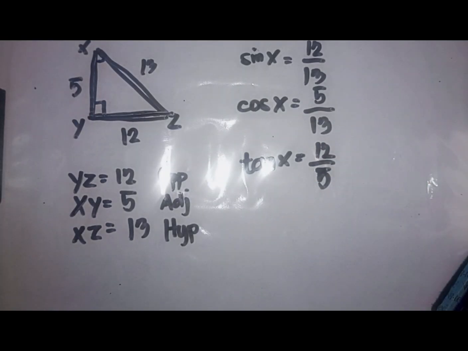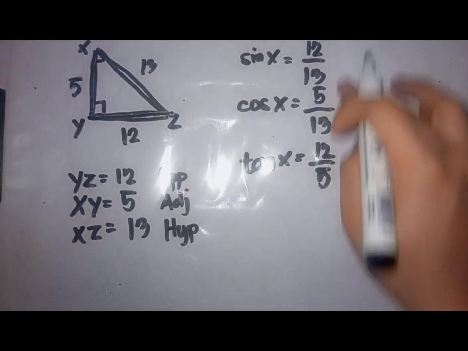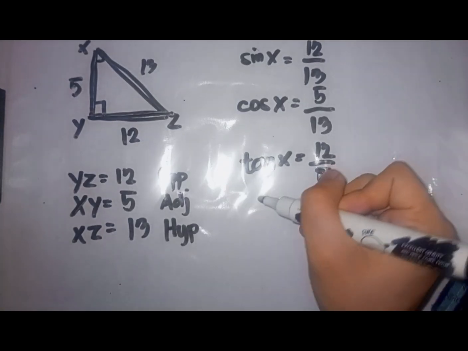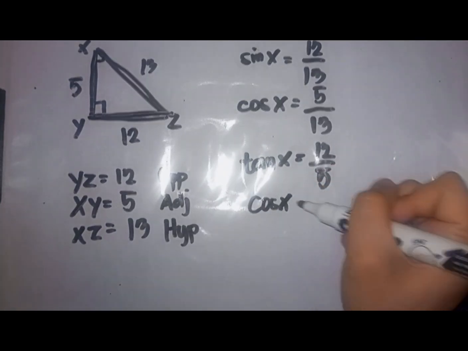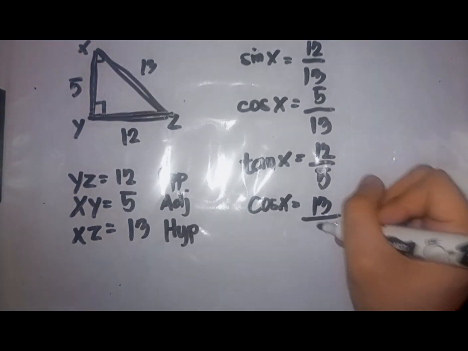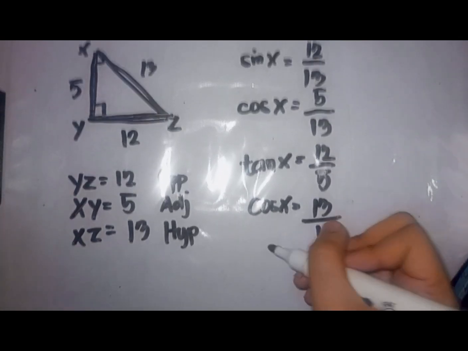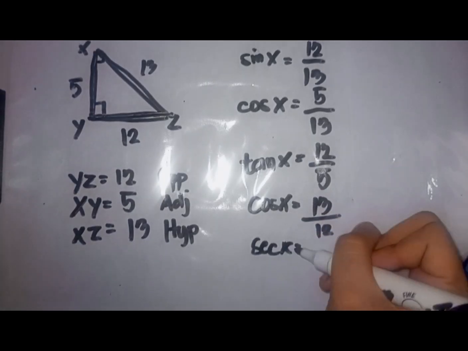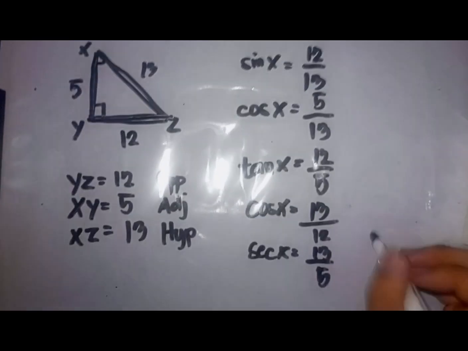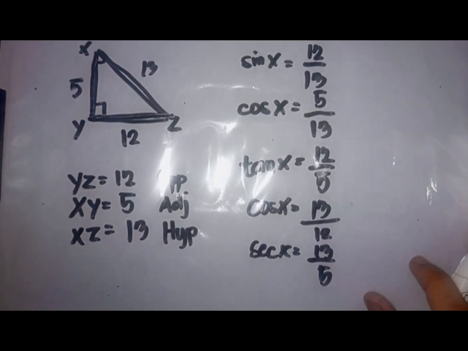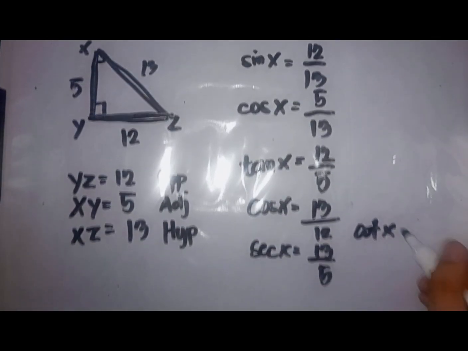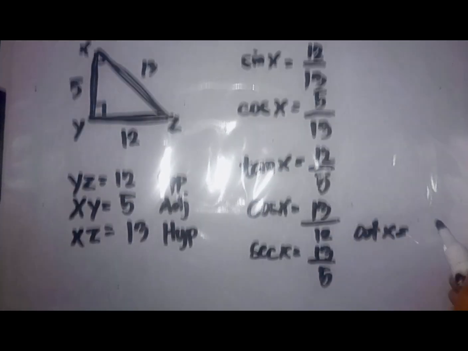So in reciprocal ratios, we just reciprocate the primary ratios. So cosecant X is 13 over 12, and secant X is 13 over 5, and cotangent X is 5 over 12.